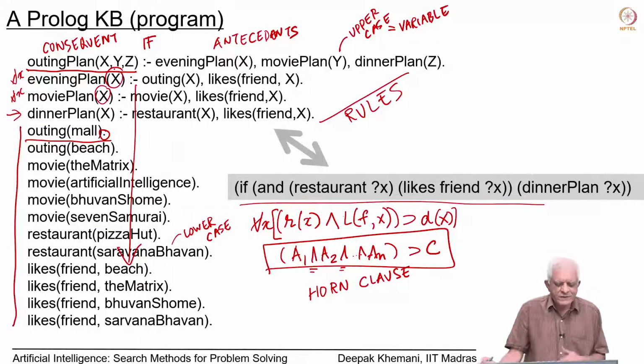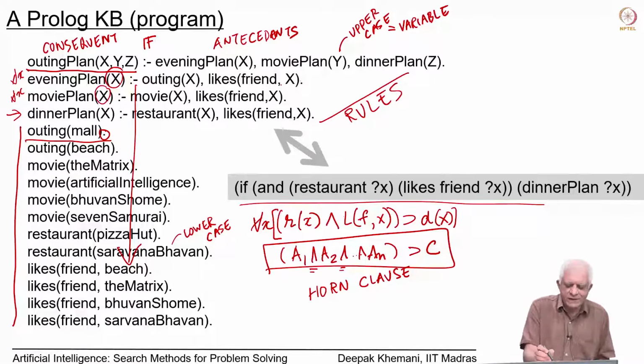Okay. So, what are the 3 rules? The 3 rules say that if you have an evening plan, if you have a movie plan and if you have a dinner plan, then you have an outing plan, which Prolog reads as saying that you have an outing plan if you have an evening plan and if you have a movie plan and if you have a dinner plan. Then for each of those things there are again rules.